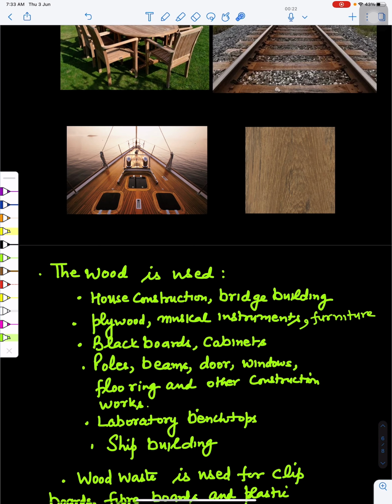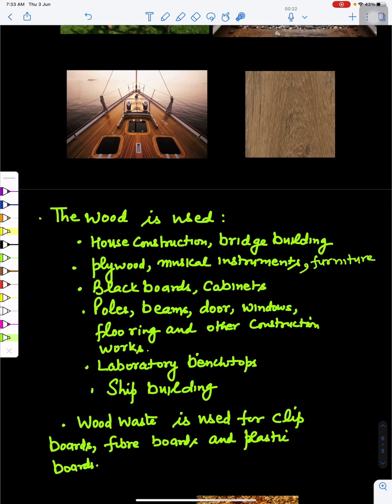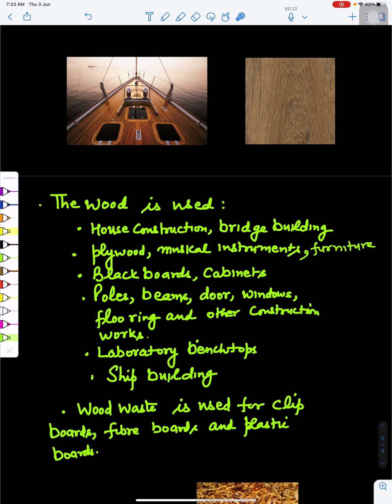furniture, blackboards, cabinets, poles and beams, doors, windows, floors, and many other construction works, because it can resist chemicals. So this can be used in the laboratory for the formation of bench tops. So it is not decayed by saline water. So this is used for ship building.